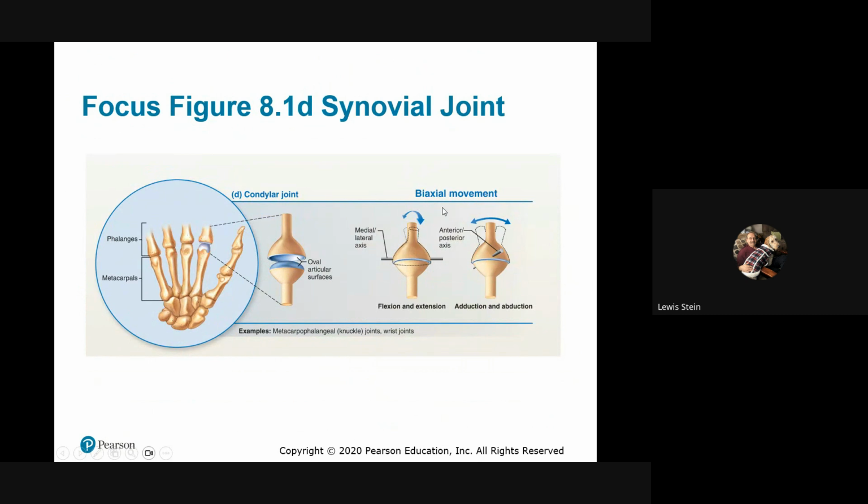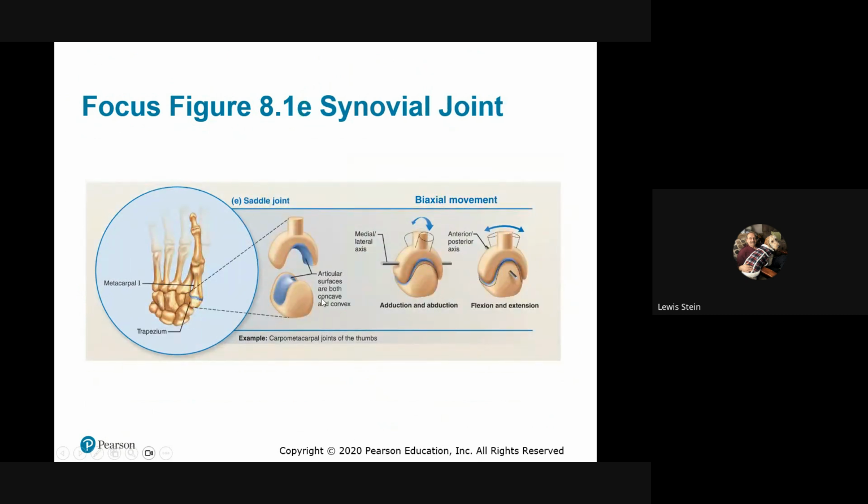So it's called a biaxial motion. And then there's only one of these. You all oppose your thumb. It's a saddle. So the distal aspect of the trapezium articulates with the base of the first metacarpal. It's unique. There's only one of them. Two, because they're bilateral, obviously.